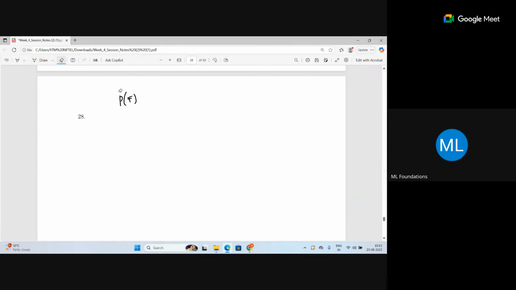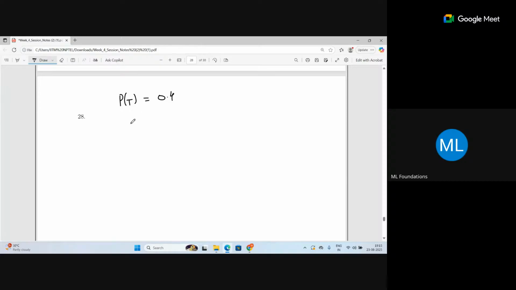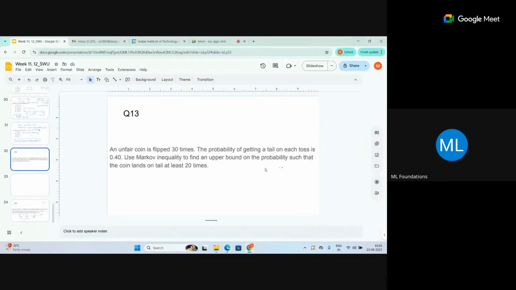Probability of getting a tail, right? And that is equal to 0.40. And the coin is flipped how many times? So each X_i here is a Bernoulli trial with probability 0.4, correct? And how many times is it flipped? It is flipped 30 times. So is that correct? And it is flipped independently.